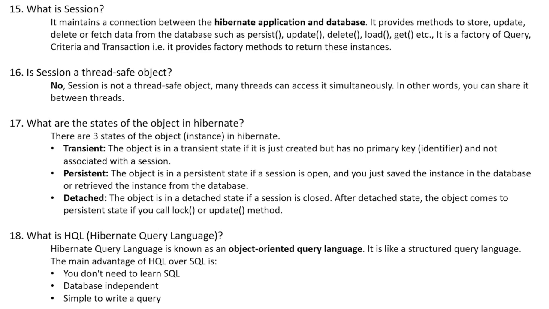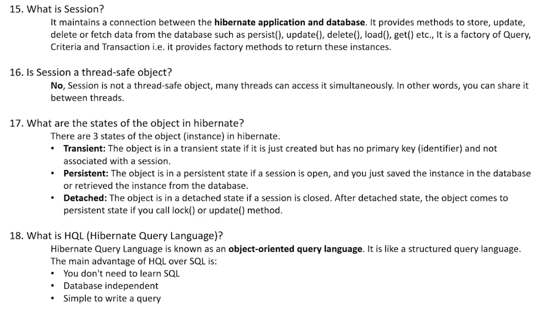Persistent. The object is in a persistent state if a session is open, and you just saved the instance in the database or retrieved the instance from the database. Detached. The object is in a detached state if a session is closed. After detached state, the object comes to persistent state if you call lock or update method.